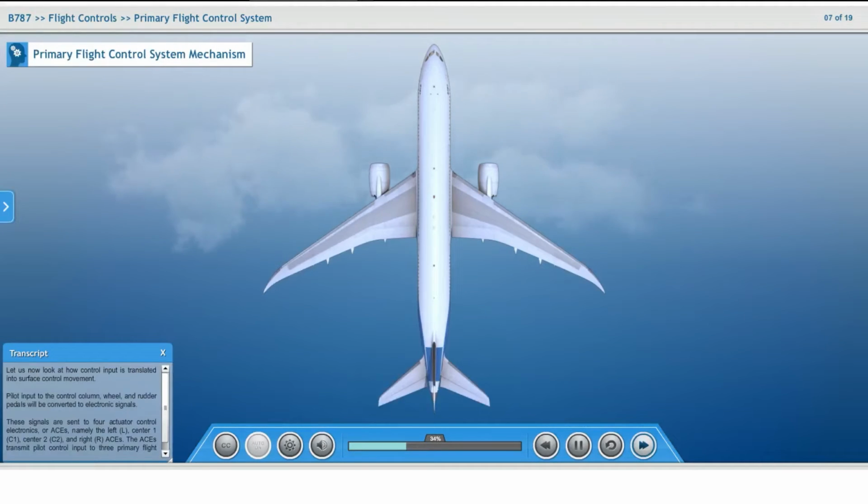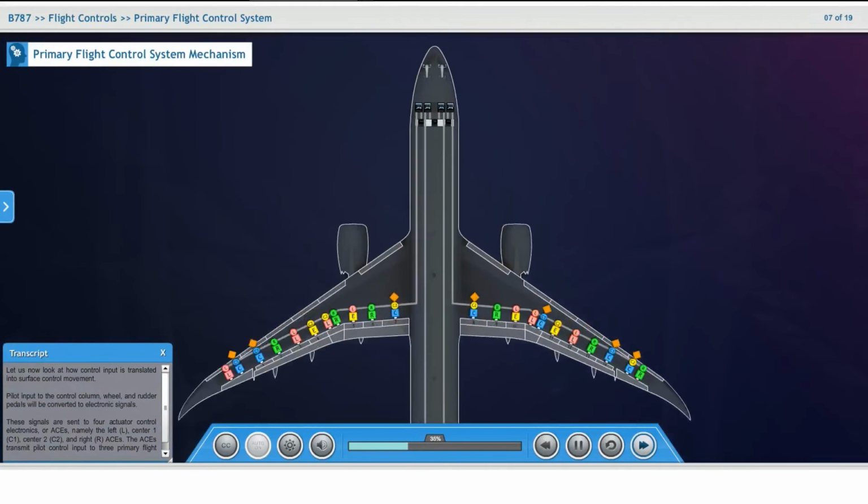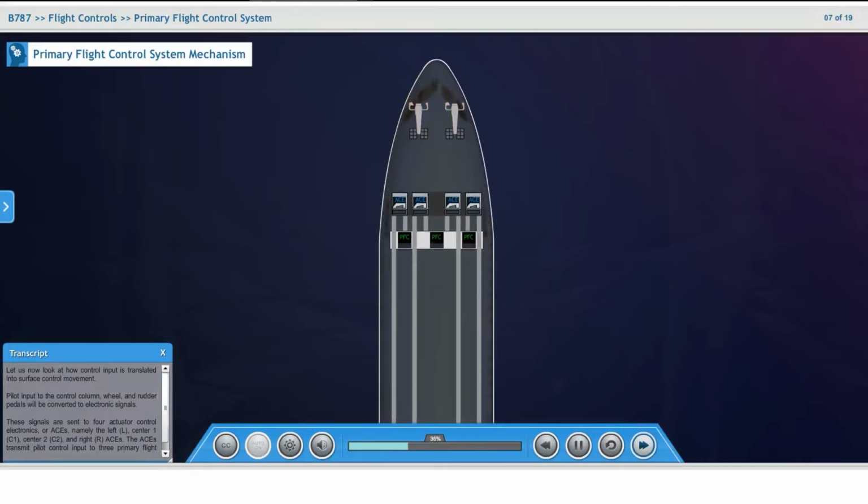Let us now look at how control input is translated into surface control movement. Pilot input to the control column, wheel, and rudder pedals will be converted to electronic signals. These signals are sent to 4 actuator control electronics, or ACEs, namely the left, center 1, center 2, and right ACEs. The ACEs transmit pilot control input to 3 primary flight computers, PFCs.